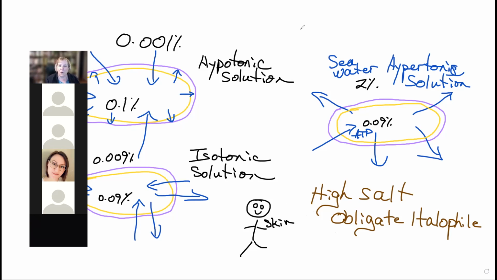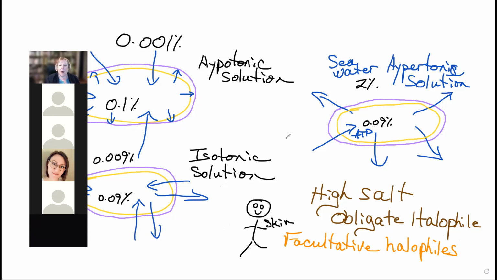And so we call those facultative halophiles. So your skin bacteria are facultative halophiles. Obligate halophiles we tend to find in seawater or in salt lakes. So these are the true terms that you need to know. Now, real quick, we've got like 2 minutes left.